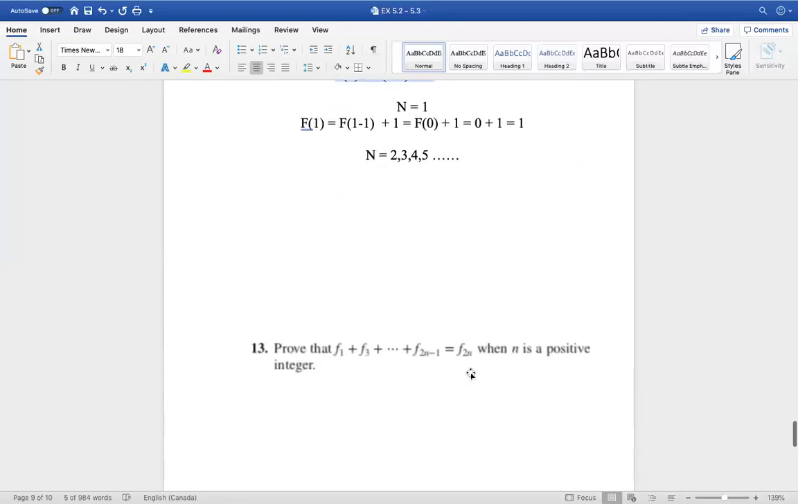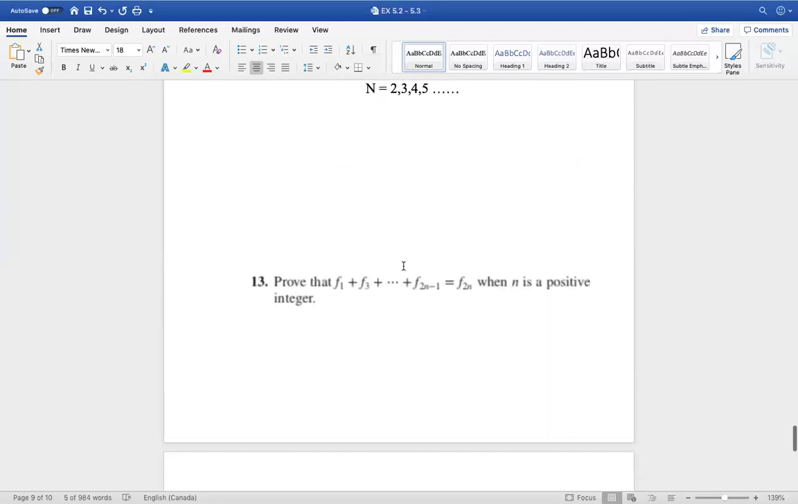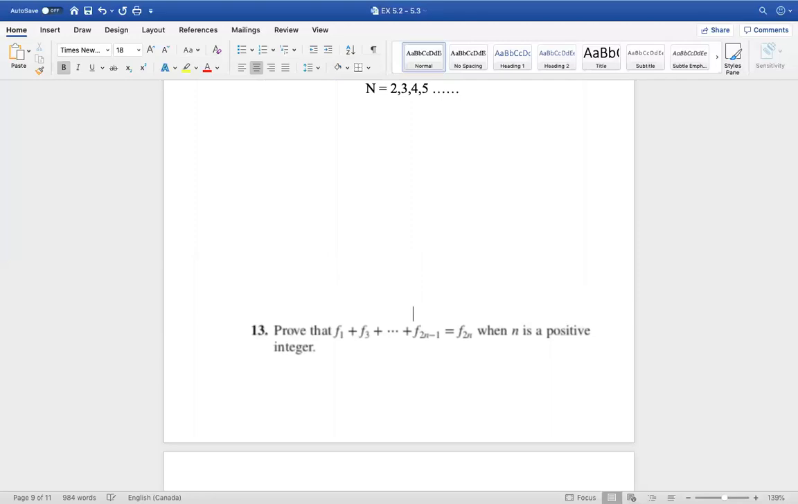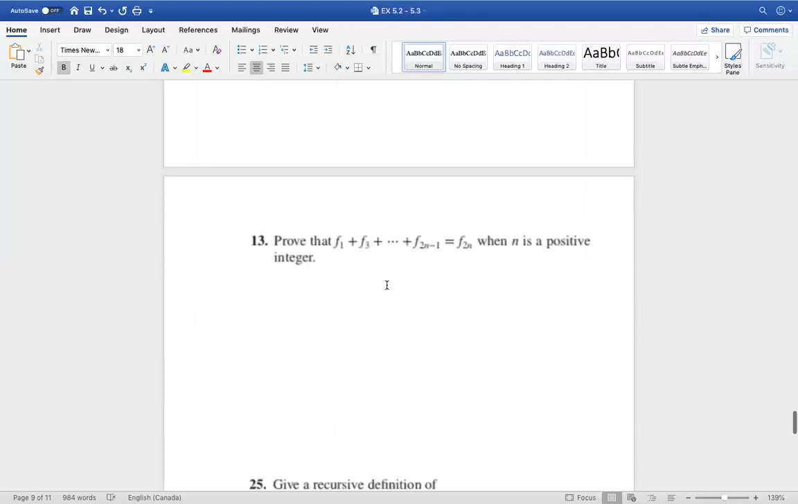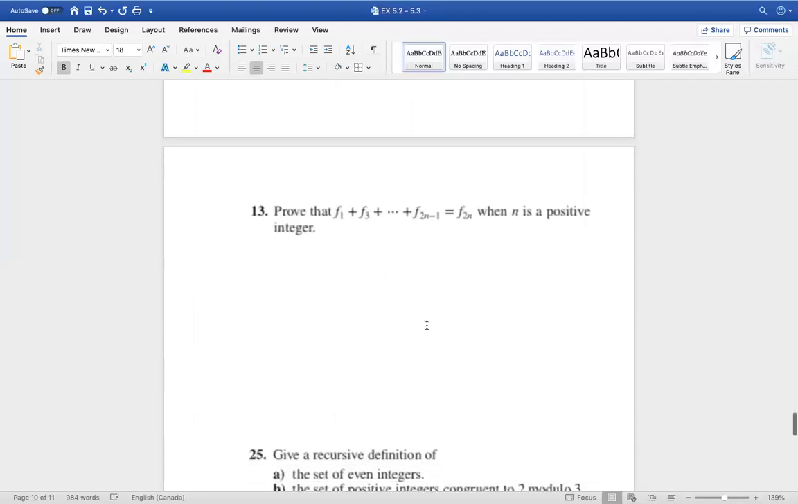Okay, let's take another example. So we have to prove this here: f of 1 plus f of 3 plus up to f of 2n minus 1 equals f of 2n, where n is a positive integer. So we have to prove this. We can prove this using the inductive hypothesis as well.